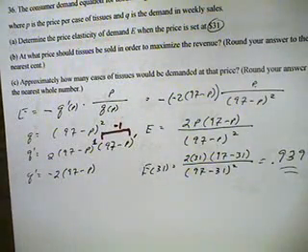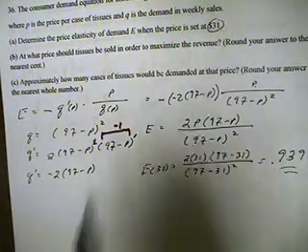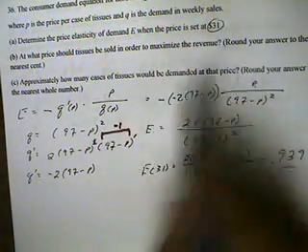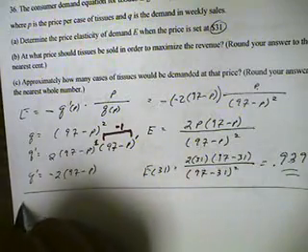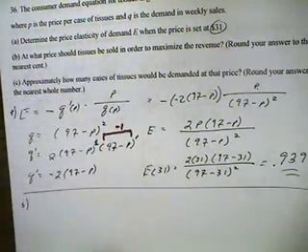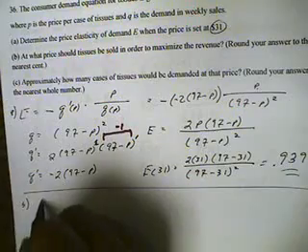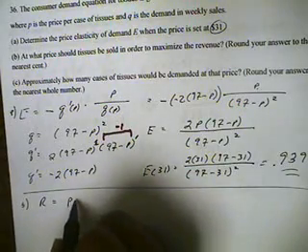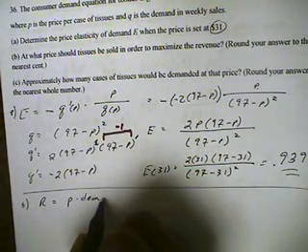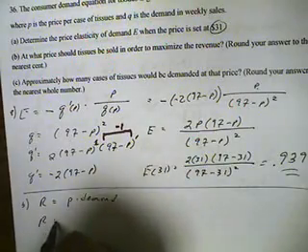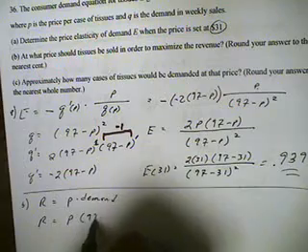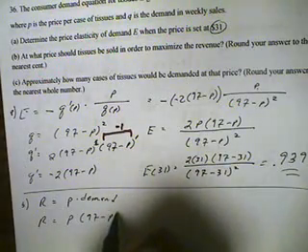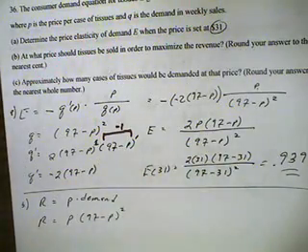Part B. At what price should tissues be sold in order to maximize the revenue? Well, since we're looking to maximize the revenue, this is part B. That was part A. The revenue function is price function times demand. So revenue would be P again, and the demand function would be our 97 minus P all squared.